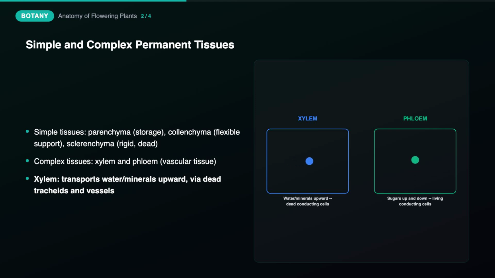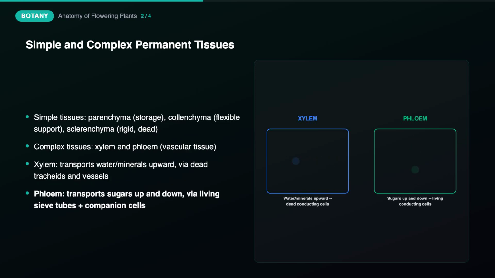Xylem transports water and dissolved minerals upward from roots, using dead, hollow conducting cells called tracheids and vessels, along with supporting fibers and living parenchyma. Phloem transports the products of photosynthesis, mainly sugars, both upward and downward, using living conducting cells called sieve tube elements, which remarkably lack a nucleus at maturity, assisted by companion cells that manage their metabolic activity.